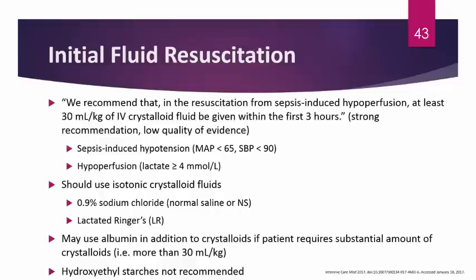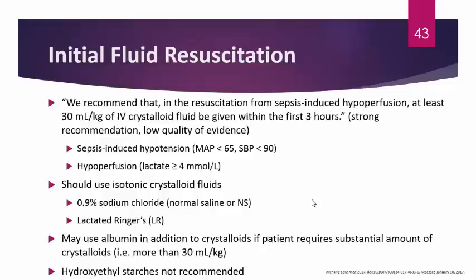That, or sepsis-induced hypotension, is going to be a MAP of less than 65 or systolic blood pressure of less than 90. So if you have either of those, you automatically qualify for the 30 mL per kilo of IV crystalloid. If you have hypoperfusion with a lactate greater than 4, you also qualify. So either one of those, so this one or this one, will work for the 30 mL per kilo.